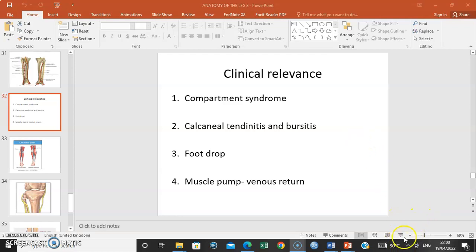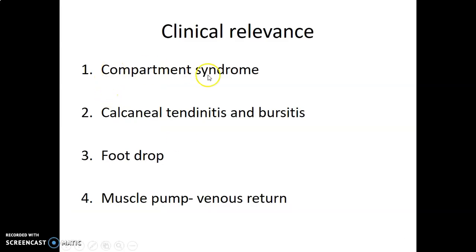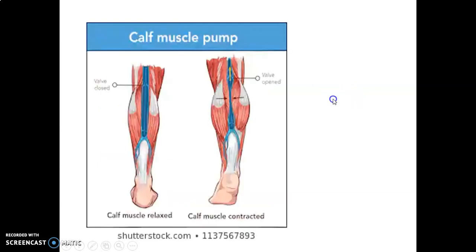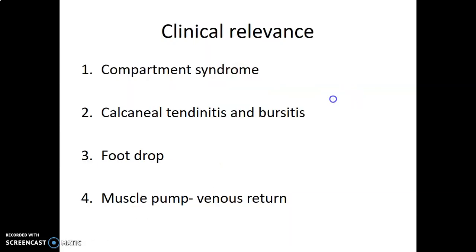Just to wind up on the clinical relevance of the leg. So, number one, we talked about compartment syndrome, and we said that compartment syndrome is a constellation of symptoms that are caused by a space-occupying lesion, whether bleeding or a tumor within a compartment.